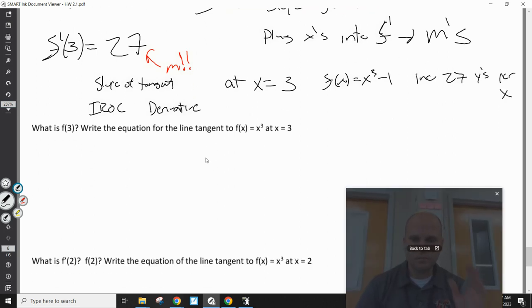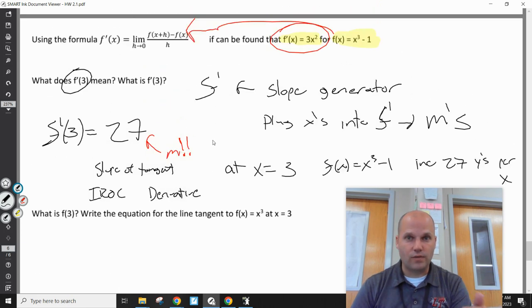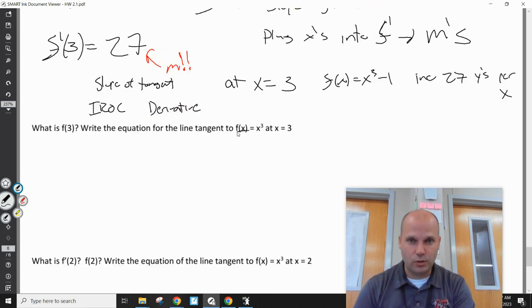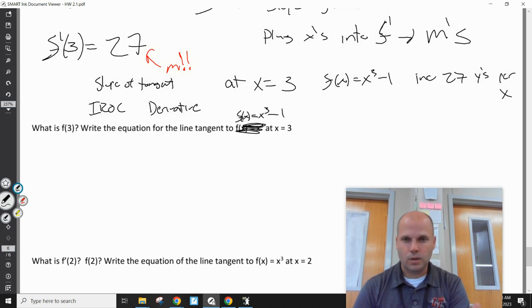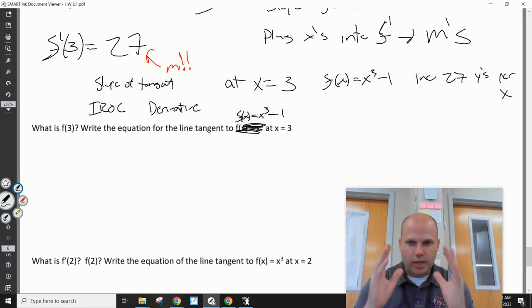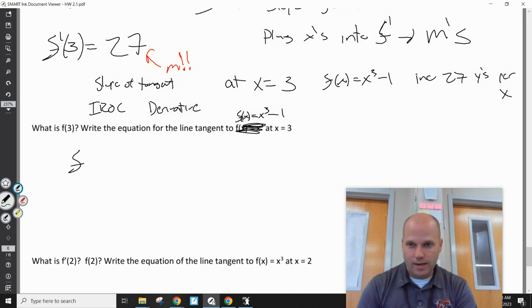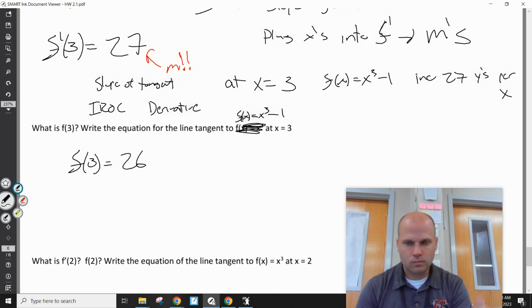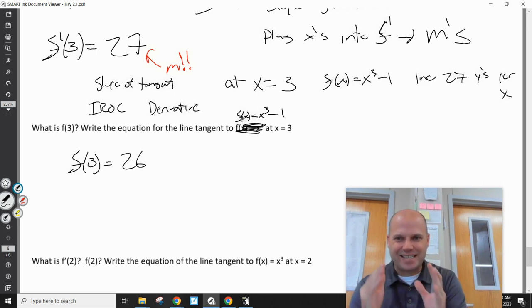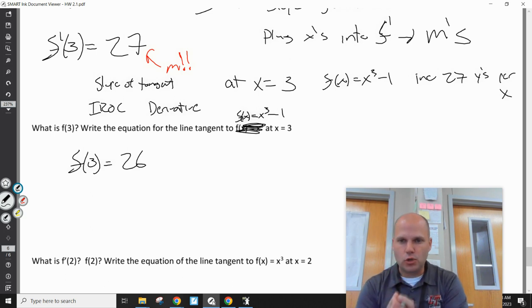Cool? All of this should be x cubed minus 1, not x cubed. This is a big mistake on my part because I hate getting the same numbers all the time. Plug in x's into f, you get y's. Plug in x's into f prime, you get m's.